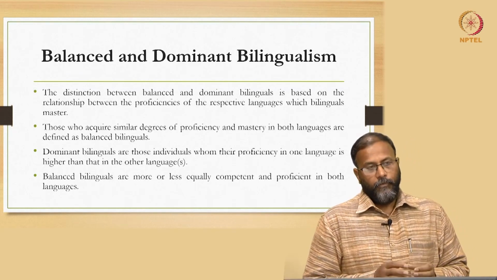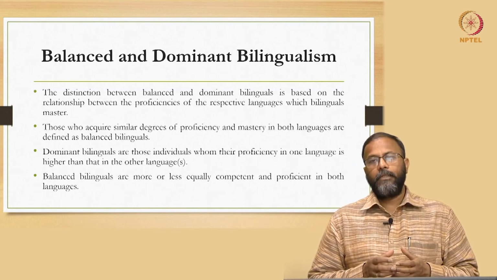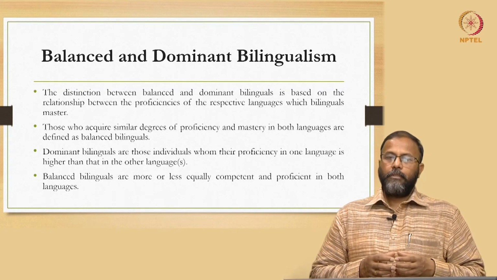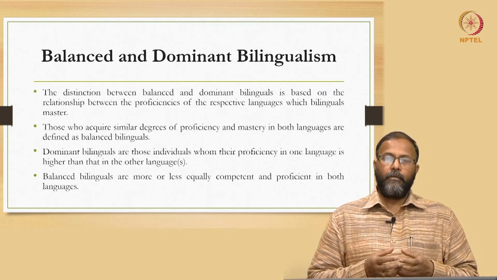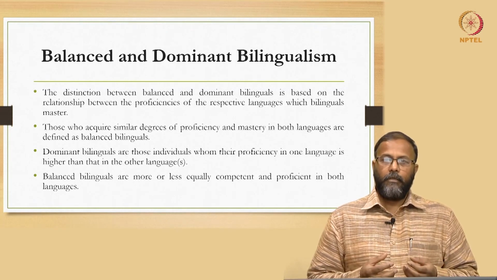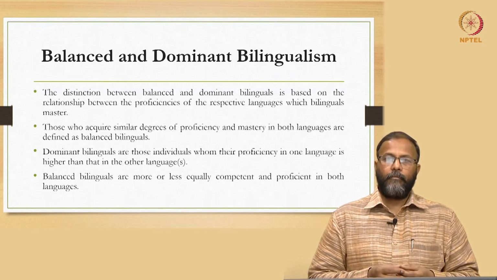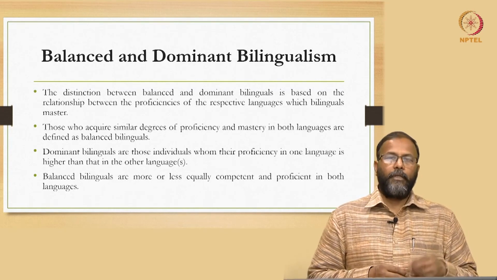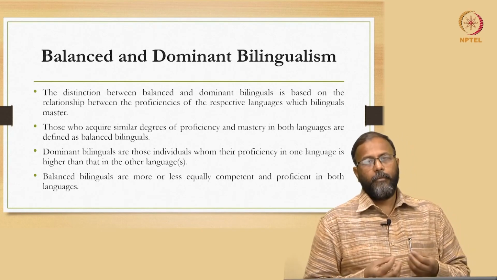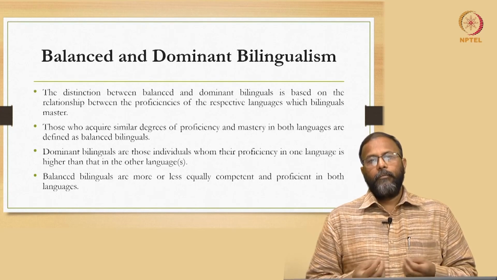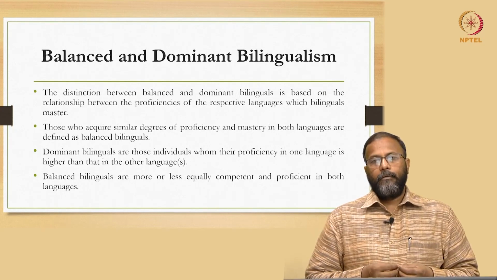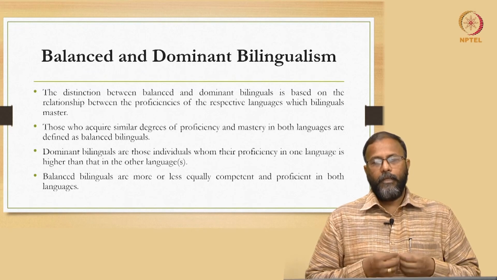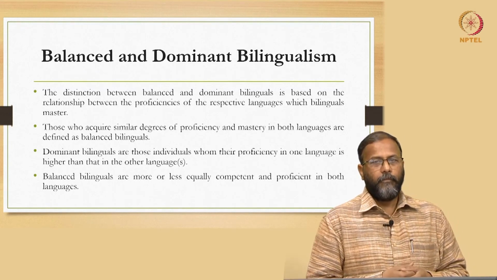Okay, so what do we mean by that? Those who acquire similar degrees of proficiency and mastery in both languages are defined as balanced bilinguals. So those bilinguals who have equal mastery, proficiency and competence in two languages, and use them with equal ease, are balanced. In that case, L1 does not dominate L2 or L2 dominate L1. Both are balanced and equal. The user has access to both languages and linguistic resources with equal ease, competence and proficiency. So none of the two languages dominates the other. So that is balanced, right.